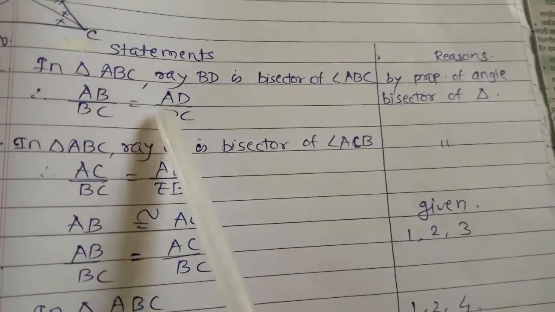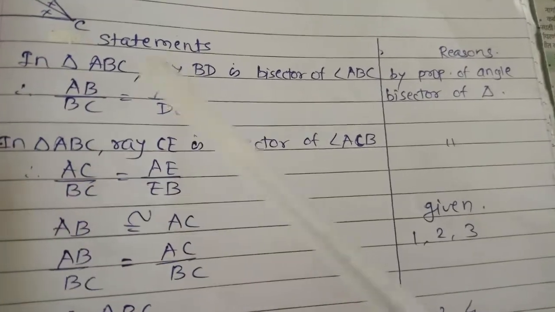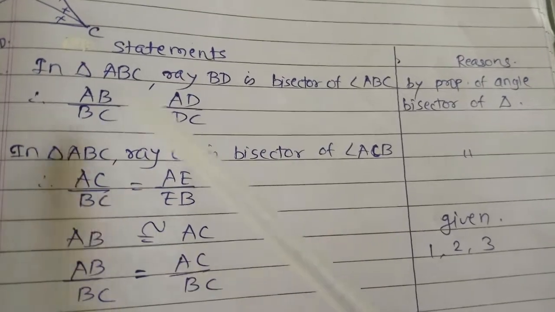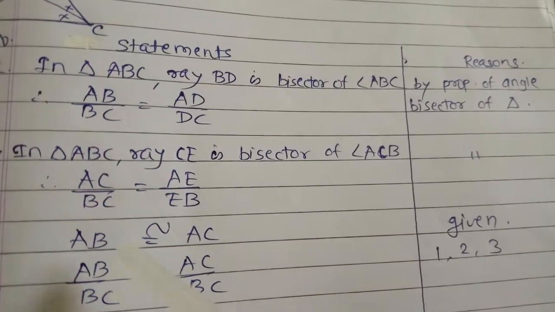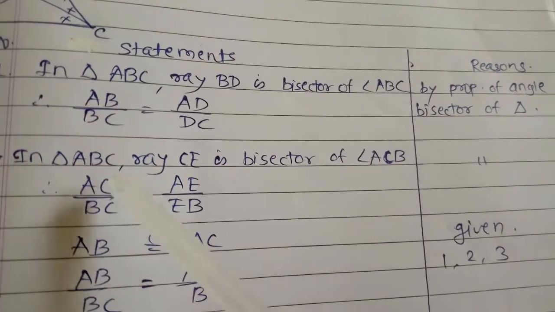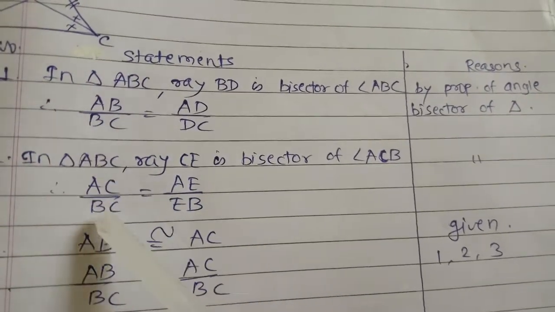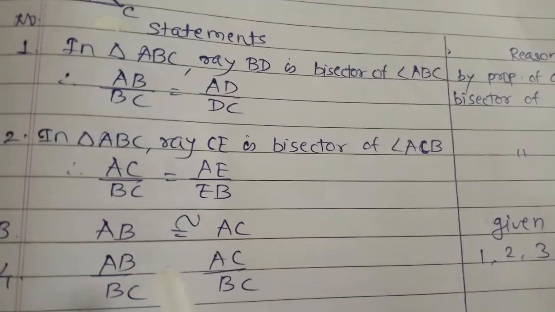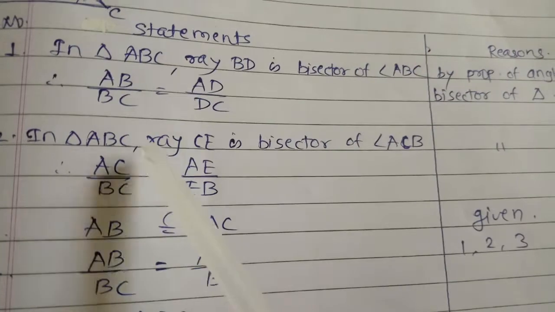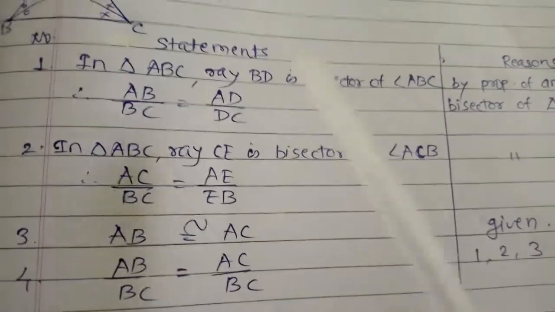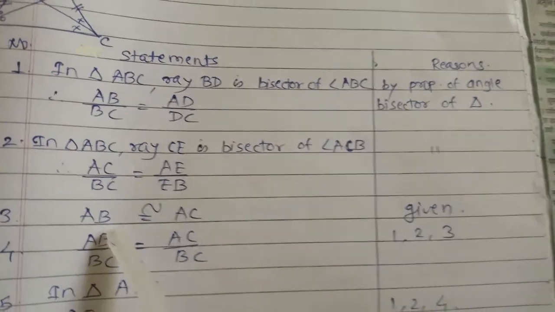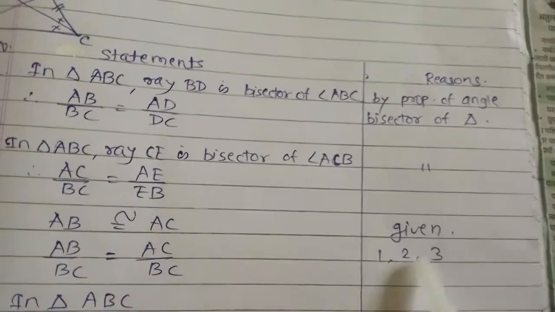Now see these two statements, we have to compare them. See the left hand sides: the denominators are the same, BC and BC, and in the third statement we already wrote that AB is congruent to AC, so the total left side is congruent. So we can write AB upon BC is equal to AC upon BC. From statements number 1, 2 and 3 we conclude this, so the reason is from 1 to 3.